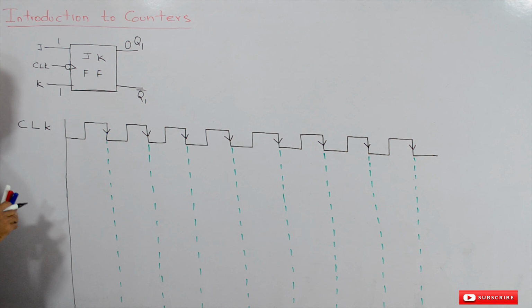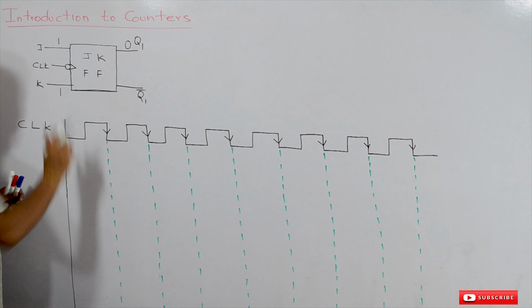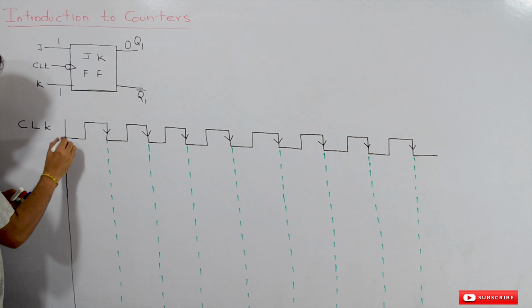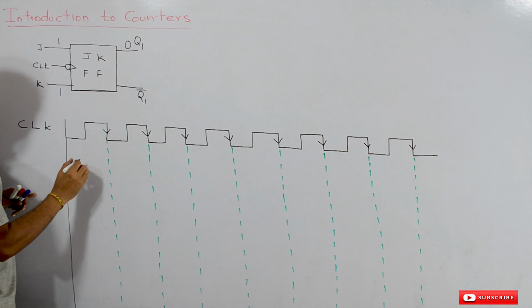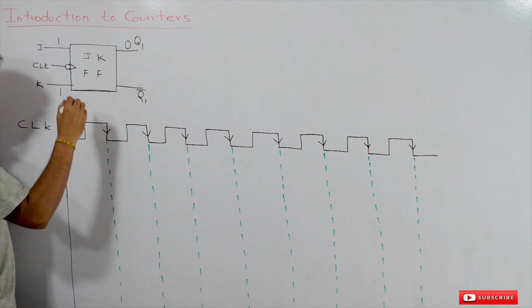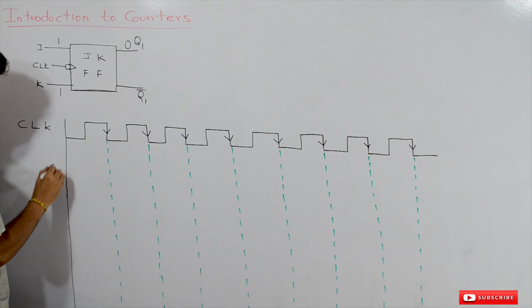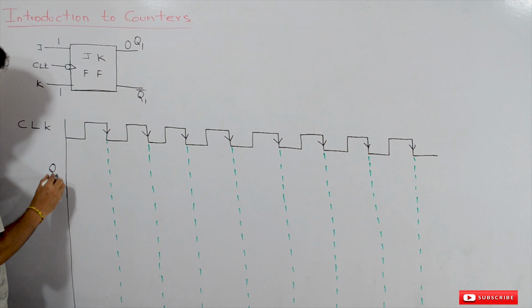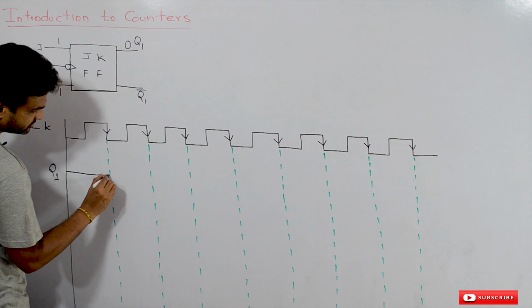Now we will see the waveform for the output that is generated by this JK flip-flop. Initially, assume that there is a 0, and the clock appears as a negative edge clock. Now we will see how Q1 will behave. The output at Q1 is initially 0, so it is going to be 0.